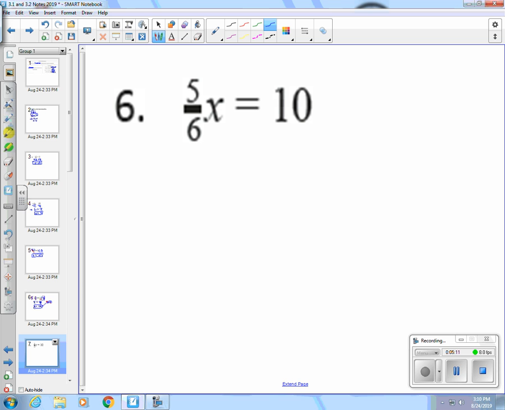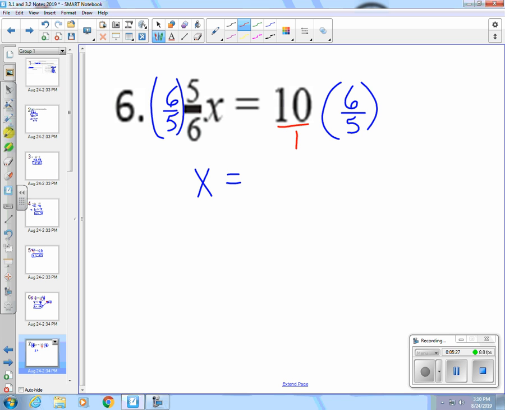Number 6 has another fraction. This one's positive, so we're still going to use the reciprocal on both sides and a positive reciprocal. The two fractions on the left will cancel each other out. We will get x. Let's do our little bit of canceling here where the 5 cancels into 10 2 times, and that will give us 2 times 6 being 12, and a box around our answer.